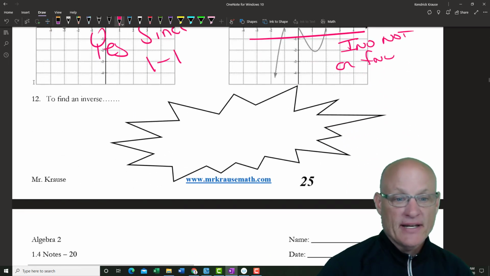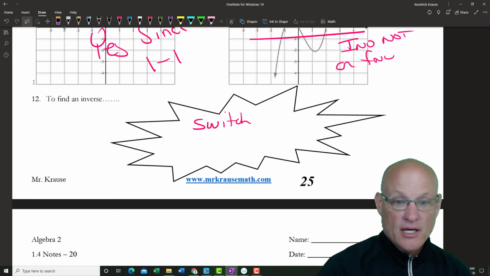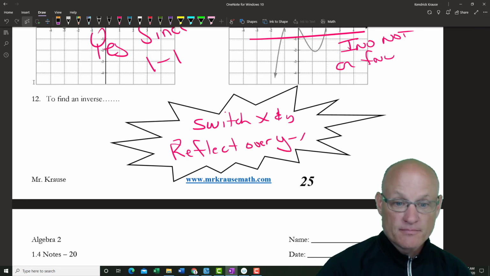So what do we learn? To find an inverse, we switch x and y, or we reflect over the line y equals x. That's it.